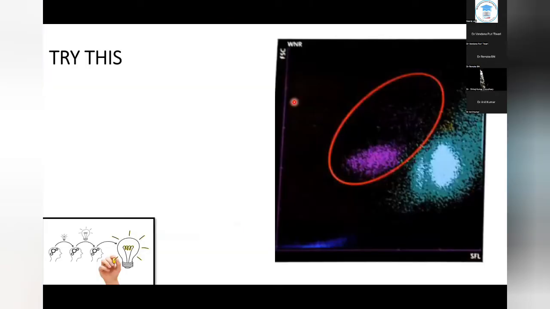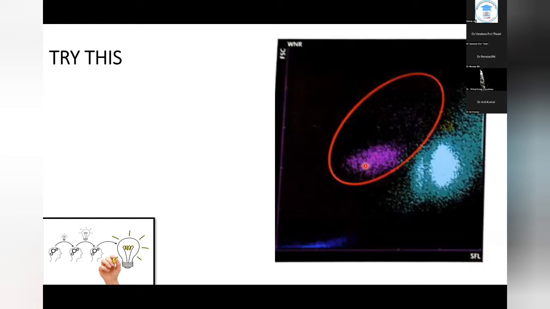Can anybody answer this question? What do you think this is? This is the WNR channel, again forward scatter and SFL. Who is going to tell me what we are seeing here? Can anybody tell me what this pink population is?